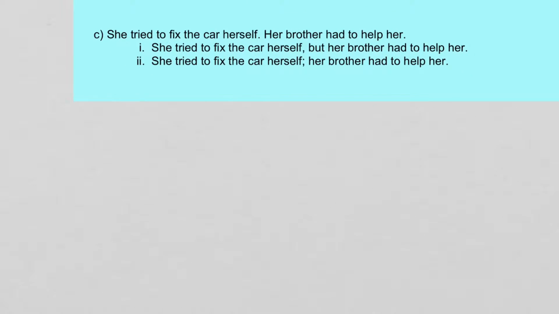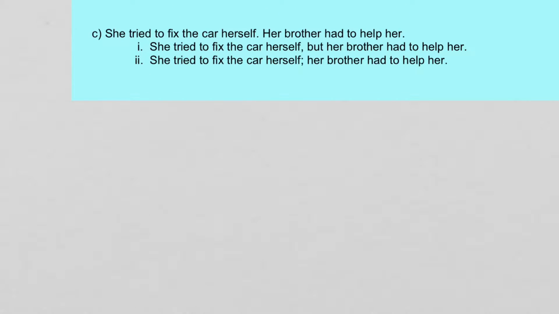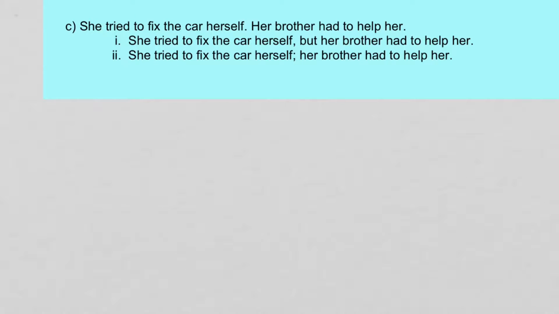Last example with this comma but being replaced by a semicolon. You could have one sentence, two sentences. The first sentence could be, she tried to fix the car herself. Next sentence, her brother had to help her. Or you could combine them with comma but. You could say, she tried to fix the car herself, comma, but her brother had to help her. Or instead of that comma but, you could put in a semicolon. She tried to fix the car herself, semicolon, her brother had to help her. She tried to fix the car herself, her brother had to help her.